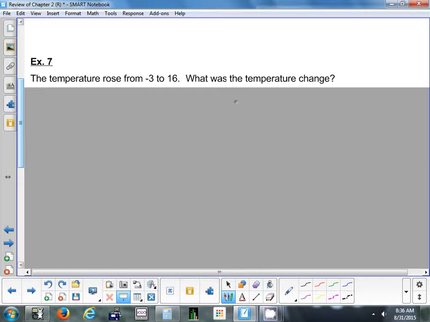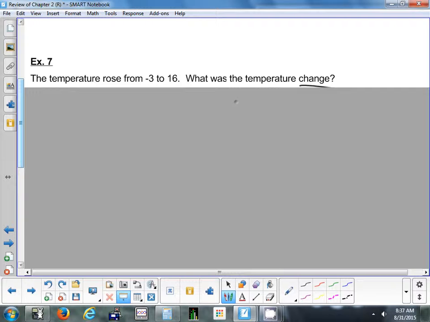This one says the temperature rose from -3 to 16. That's a pretty cold day if it's in Fahrenheit. So -3 to 16. What's the temperature change there? And if you have to make a number line, put -3, put 16, and look at it. Are you subtracting? Exactly. I was going to ask that if we got stuck. What operation do you do anytime you want to find a change or a difference?